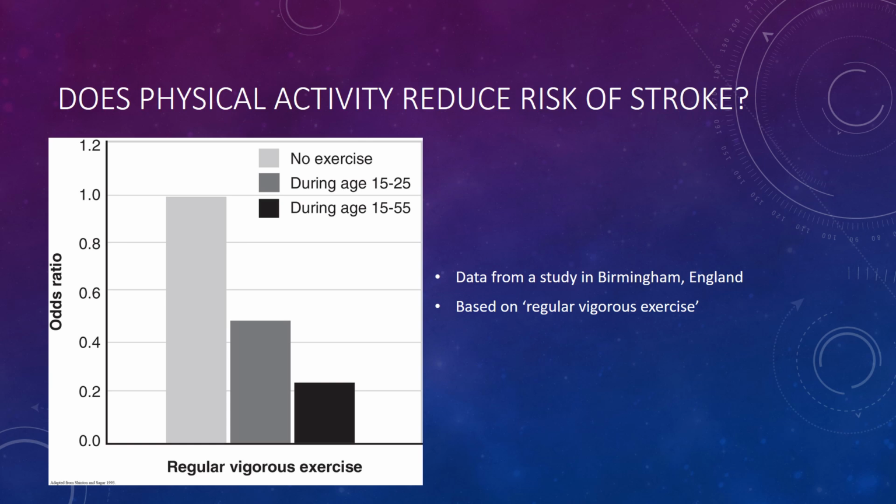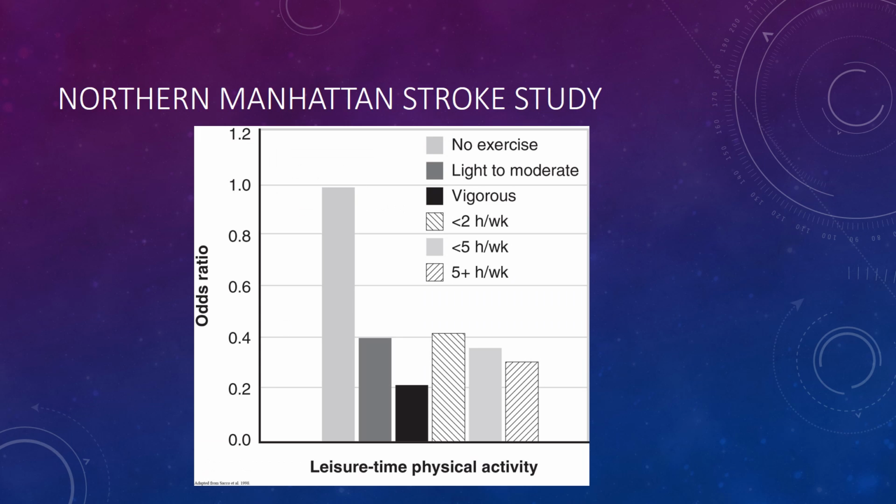So I just told you that yes, physical activity does reduce risk of stroke. Here's some of the data. Here's how we know this. This is from a study done in Birmingham, England, based on what they called regular vigorous exercise. The gray bar is people who did no exercise. The darker gray bar is people who exercised when they were young, and then the dark bar is people who exercised all the way through until age 55. And so this is showing that lifelong physical activity is important, but even if you just exercise during a portion of your life, that also reduced risk of stroke. So this is suggesting that stroke risk starts very early on in life.